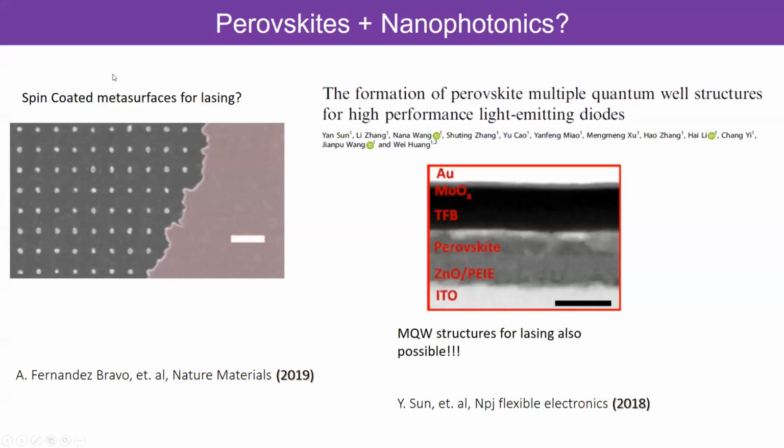Now, for the future, perovskites plus nanophotonics is what I want to look at. Like spin-coated perovskite metasurfaces would probably lase. And I also came across a paper which demonstrated perovskite multiple quantum wells, and probably this kind of structure could also be used instead of the quantum wells that we used in our lasing papers, and we could get perovskite-based quantum well lasers.